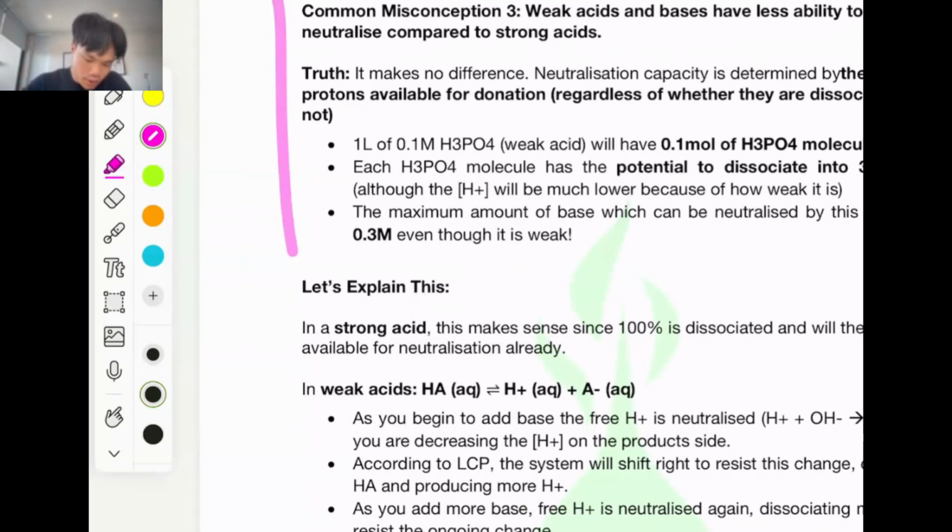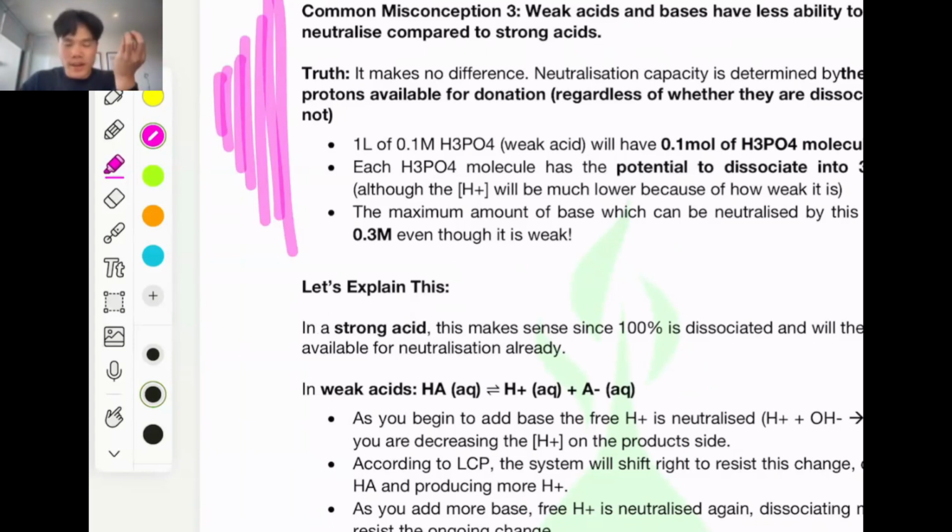This is the biggest misconception in Mod 6. So if this is still something that's troubling you, please try to disperse it in the next week. Weak acids and bases have the exact same ability to neutralize compared to strong acids, which are equimolar and have the same volume. Neutralization capacity is determined purely by the moles of protons available. So it's determined by proticity and concentration. Strength plays no role in determining how much an acid can neutralize.